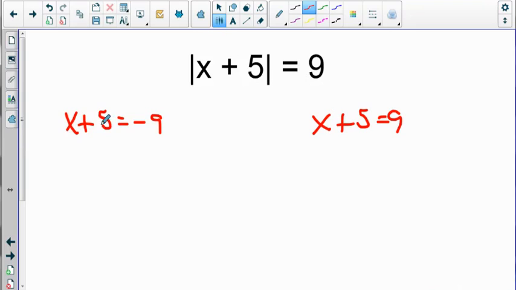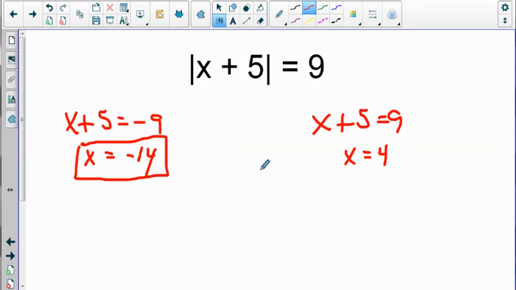Okay, so I'm going to take 5 away from both sides. Well, 5 to the left of -9 on a number line is -14. And you take 5 away from 9, and that's just simply 4. So there's the two solutions to that one. And of course, you can check these. If you took 4 plus 5, that's 9. 9 is 9 away from 0. If you took -14 plus 5, that's -9. Well, -9 is also 9 away from 0. That's the way you can check.